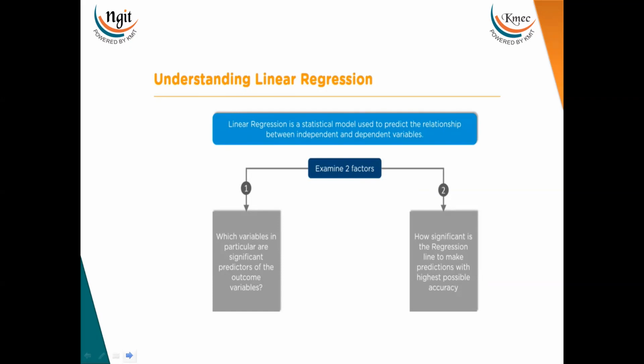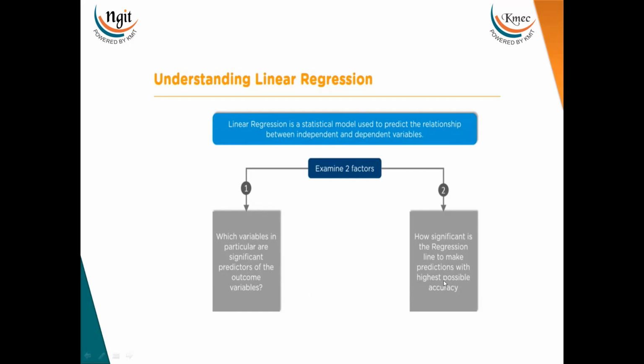Now we'll discuss in detail how linear regression actually works. Linear regression is a statistical model used to predict the relationship between independent and dependent variables. Before discussing those, there are two factors which always affect linear regression. The first factor is which variables in particular are significant predictors of the outcome variable. Which variable we use will affect the outcome, so you have to identify which should be the independent variable and which should be the dependent variable.